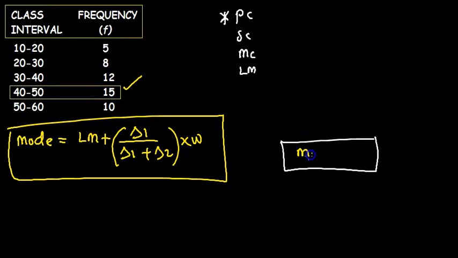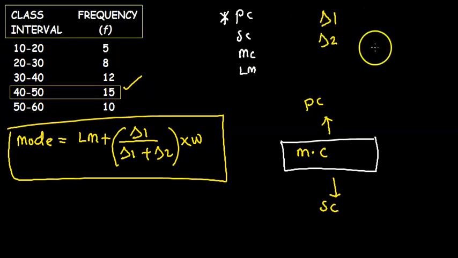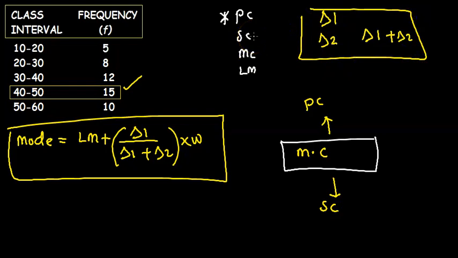Let's say we have the MC, which is the modal class, and we said we have PC, and PC is the preceding class, which refers to the class interval immediately before the modal class. So what we have up here before the modal class is what we call the preceding class. And anything we have down here is what we call the succeeding class. So notice that in the formula we have delta 1 and we have delta 2, and there is a particular place where we join the delta 1 and we add it to delta 2. You don't need to copy this, I'm just giving a rough explanation.